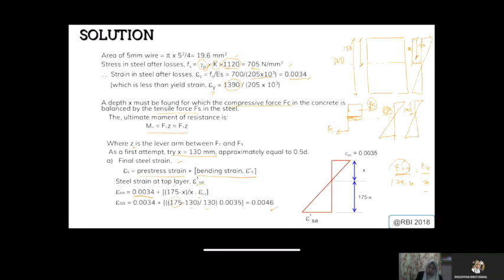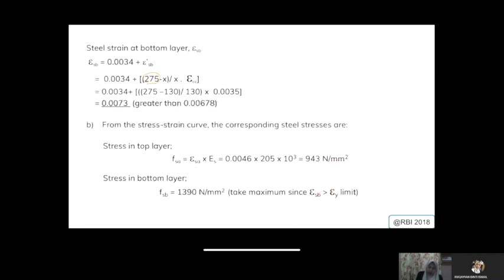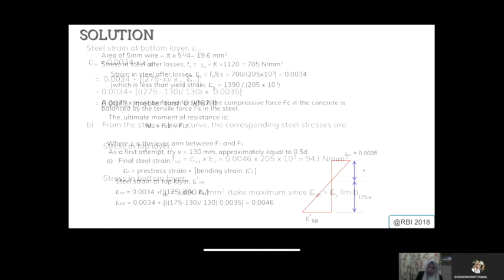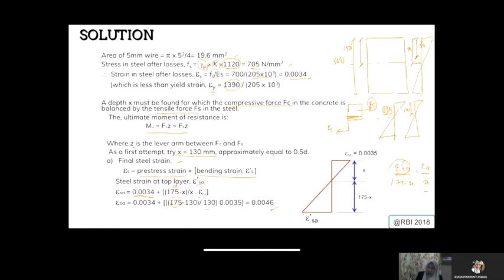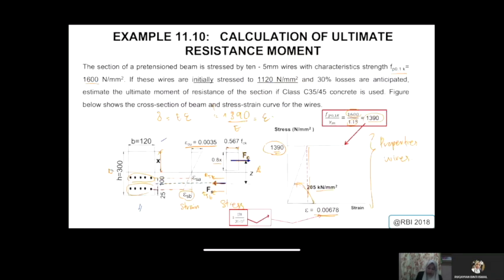So what is this value? This is your D value. Why D value? Because you have the position of your tendon. The position of the tendon here, at this point this is 100, this is 25. So it must be somewhere in the center.